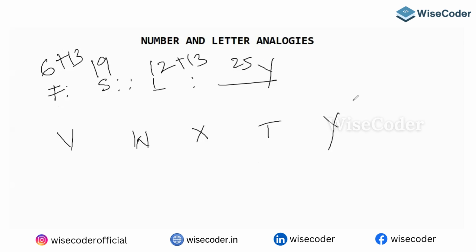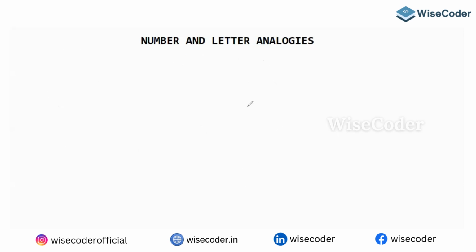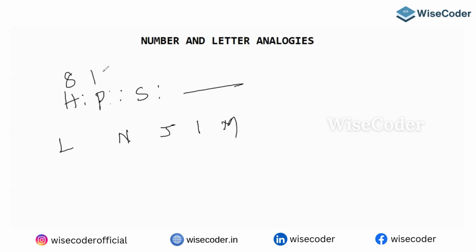The 25th letter is Y. Y is present in our options? Yes. Then the logic is plus 13. Next, H, P, S dash. Your options are L, N, J, I, M. Write the place positions: 8, 16.